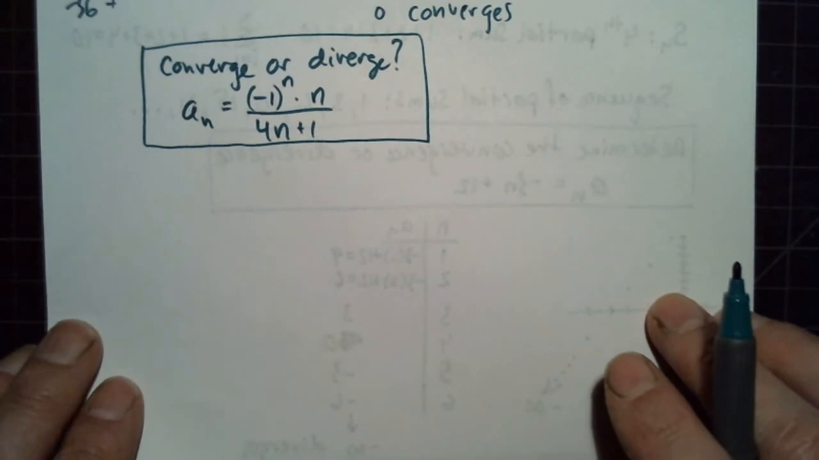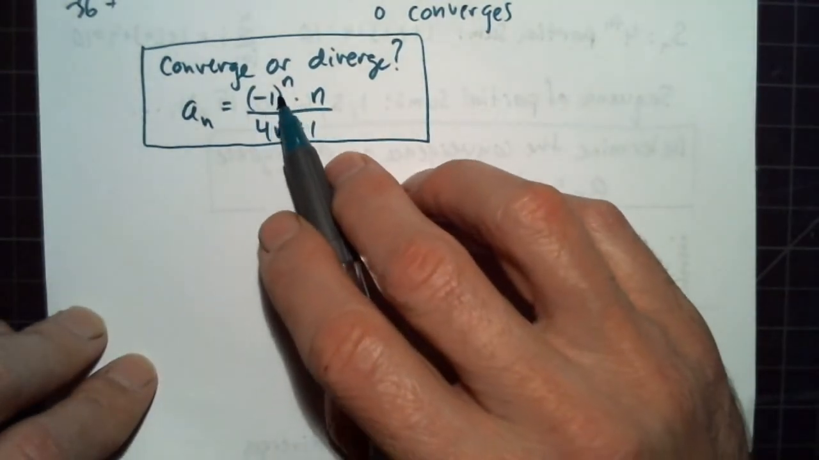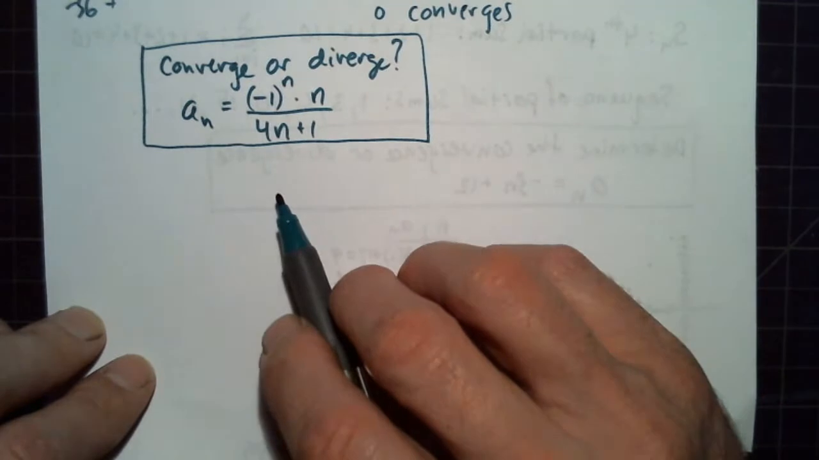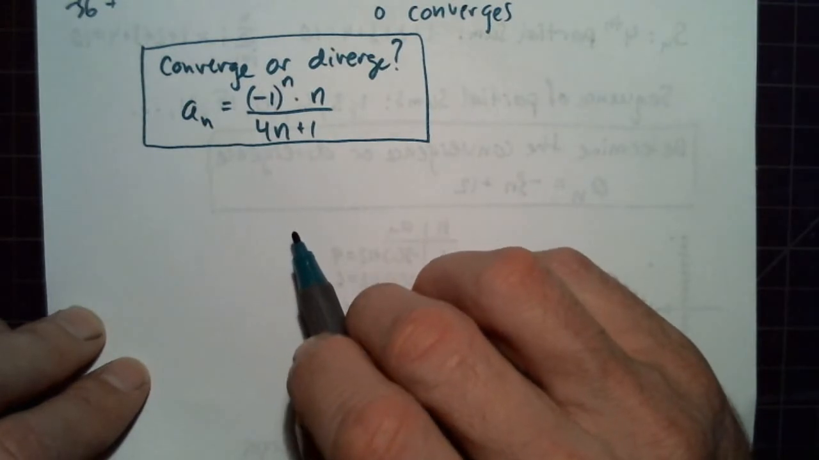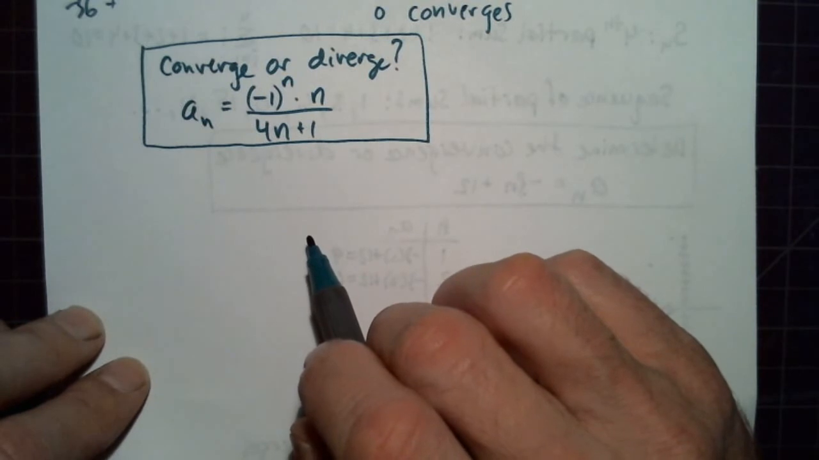Okay, and here we're just going to substitute for n. Remember that negative 1 to an odd power is negative 1. Negative 1 to an even power is positive 1. That creates an alternating sign. So make a table and see if it converges or diverges. Pause the video.